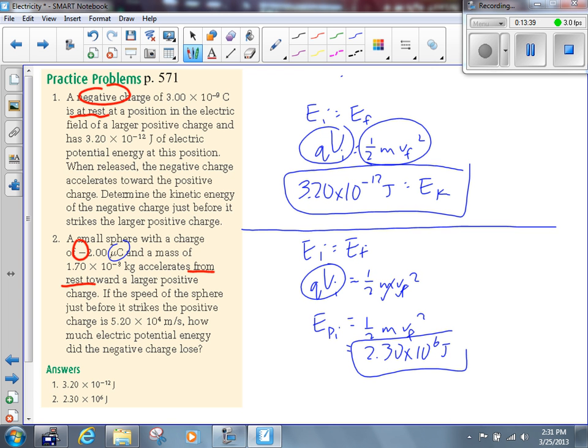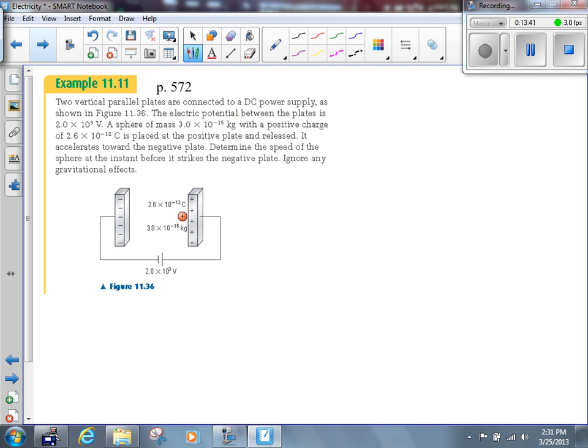Let's take a look at another one here, okay? This is a 572. Last example that we're going to do today. 2 vertical plates. The fact that they're vertical doesn't really matter. They're connected to a DC power supply as shown in the diagram. The electric potential between the plates is 2.0 times 10 to the 3 volts. That really should say potential difference. You can't have a potential between 2 plates. You can have a potential at one plate and the other, but the potential between 2 plates would be the difference in potential, or the potential difference. Although it's probably not going to really throw you off in this question.